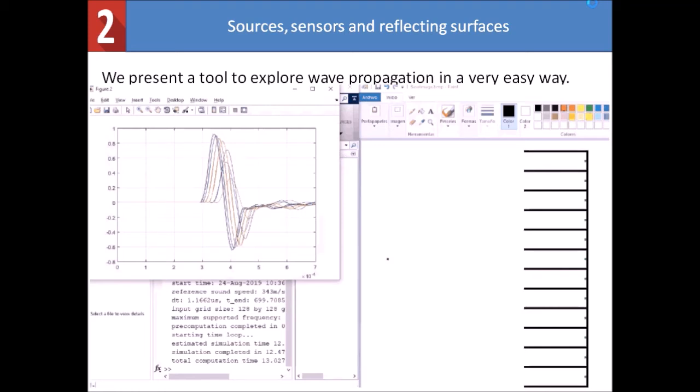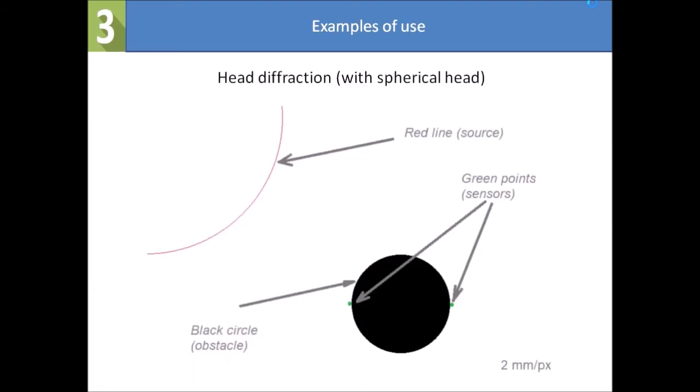The second example of use is a very different one. It obtains the impulse response of a spherical head. It is a cylindrical head, in fact, because it runs in 2 dimensions. The black circles represent the head, and the 2 green points represent both ears. The red arc of a circle is the source. It propagates waves similarly to a point source located in the center of the circle. Here the center is outside the picture.